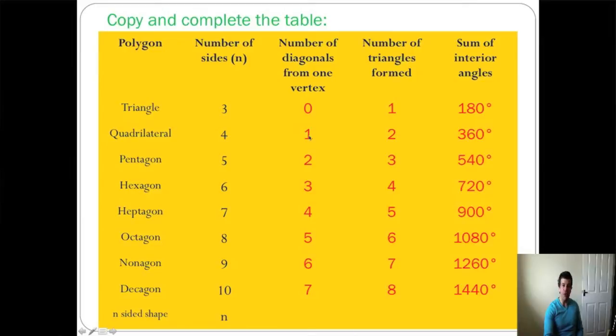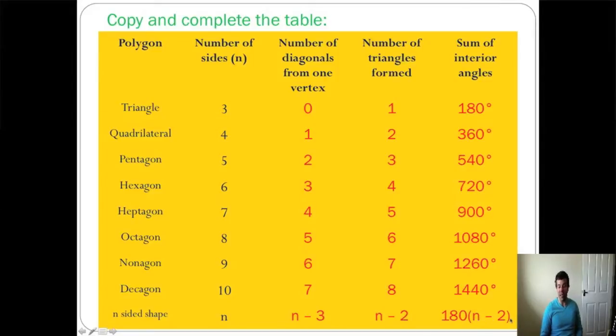That is always 3 less than the number of sides, n minus 3. The number of triangles is always 2 less than the number of sides, n minus 2. And once you've got your number of triangles, n minus 2, what do you multiply the number of triangles by? 180. So the formula is 180 times whatever n minus 2 may be.